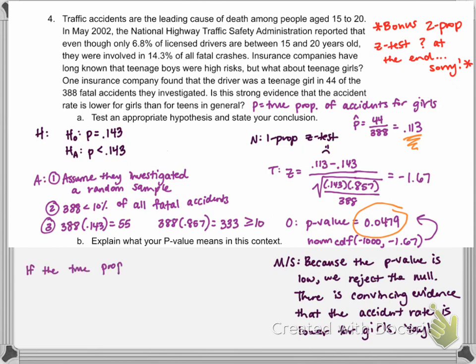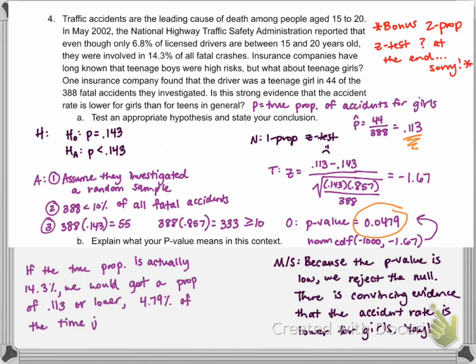Okay, and so I'm going to write that out. If the true proportion is actually 14.3% for girls, we would get a proportion of 11.3% or lower only 4.79% of the time, just due to that normal sampling variability. We're not expecting to always get exactly the true proportion in our samples because of variability, but this one's pretty rare. Only 4.79% of the time. That's what that p-value tells us.